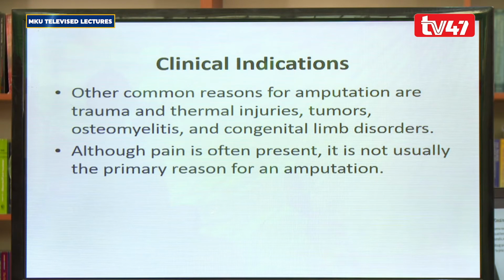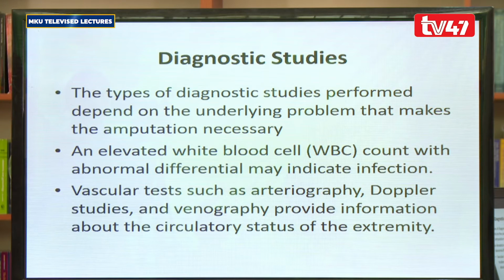Other common reasons for amputation are trauma or thermal injuries, and similarly tumors, osteomyelitis, or even congenital limb abnormalities, which are rare conditions. And although pain is often present, it is not usually the primary reason why we shall do amputation. Because with pain and the medication that we have, we are able to control the pain.